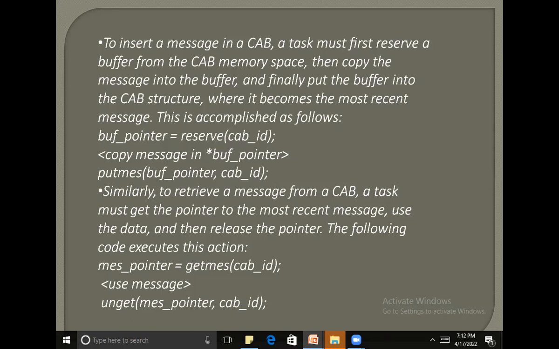Similarly, to retrieve a message from a CAB, a task must get the pointer to the most recent message, use the data, and then release the pointer. The following code executes this action.